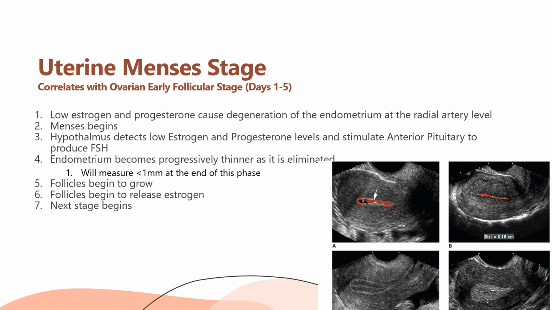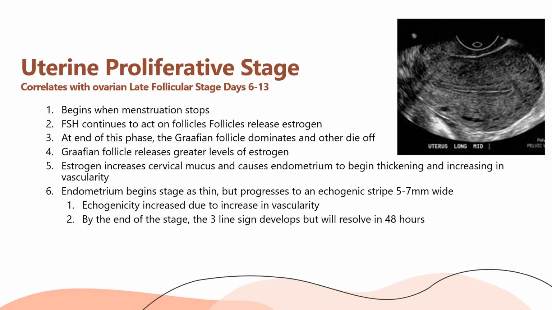Now, during those first 5 days, the hypothalamus detected those low hormone levels and has been releasing follicle stimulating hormone, and throughout those 5 days, ovarian development of follicles has been occurring, and now estrogen will start being produced and released. When we start seeing that elevation or increase in estrogen, that's when the next stage will begin.